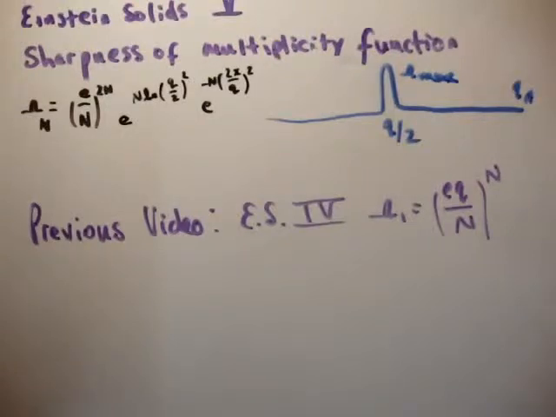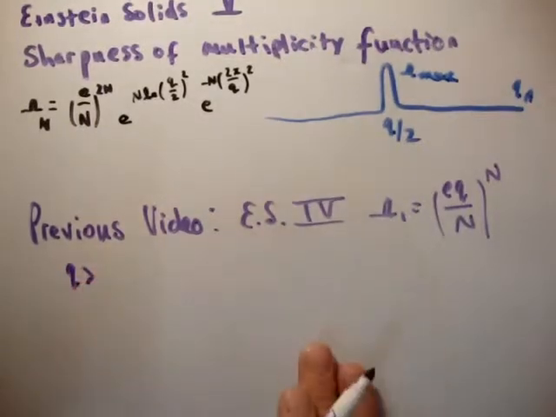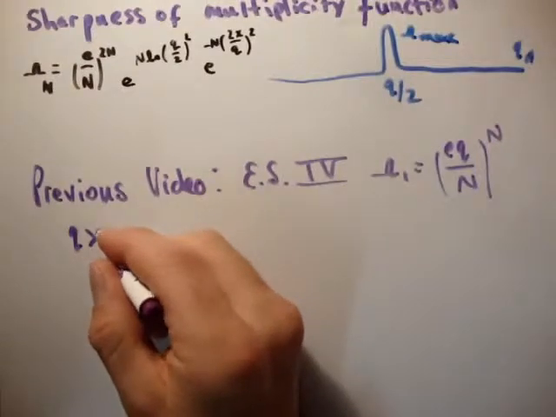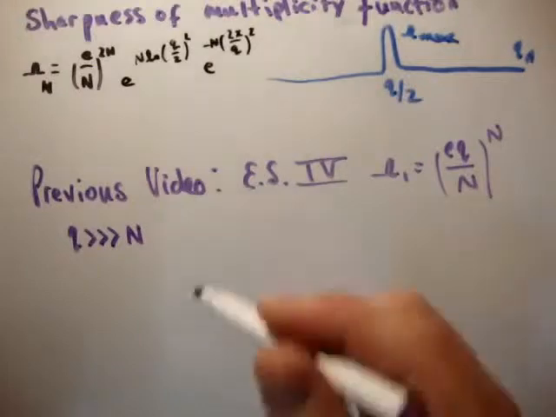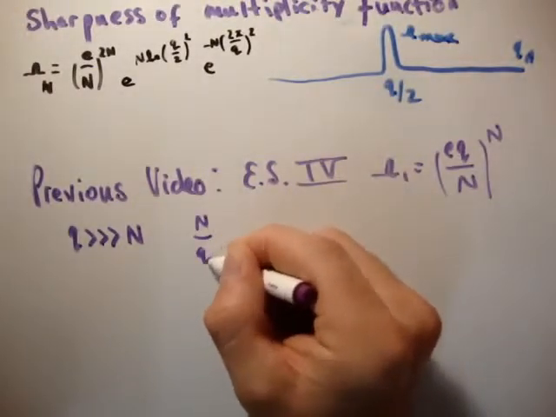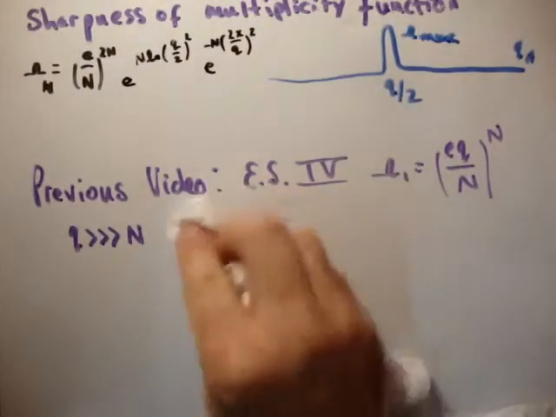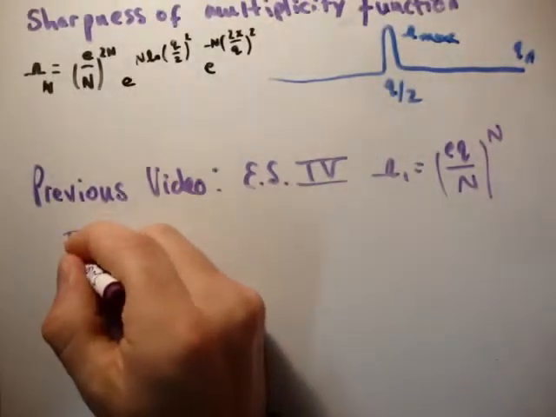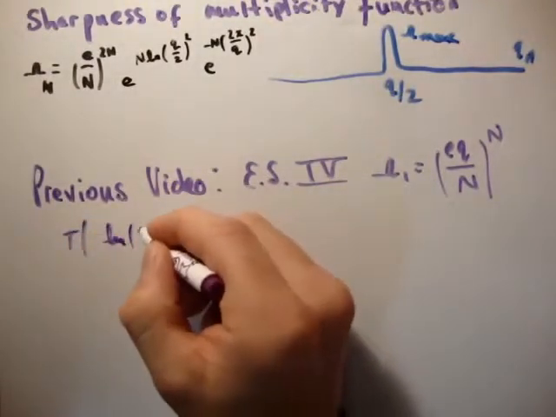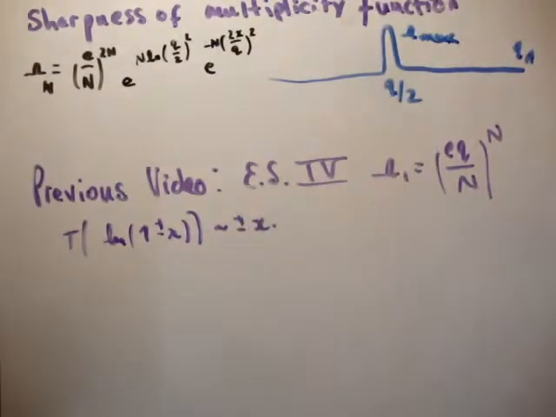Before we do that, I'm just going to remind you of one or two things from the previous video. We're going to say that the total number of units of energy in any solid is significantly larger than the number of oscillators in the solid. Thus the ratio of N versus Q is approximately 0. We used this fact in the last video. Also, the Taylor series of the natural logarithm of 1 plus or minus x is approximately plus or minus x. We used that in the previous video.